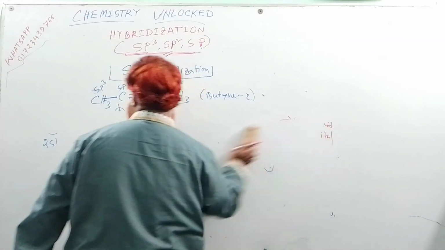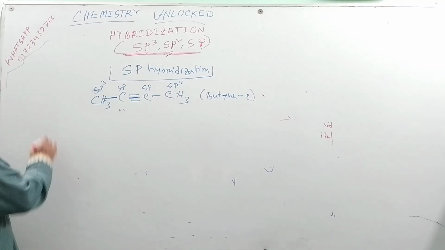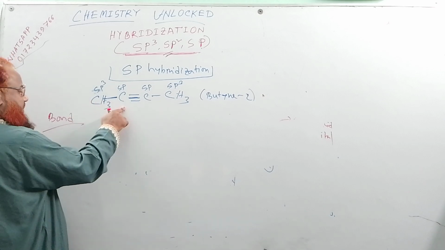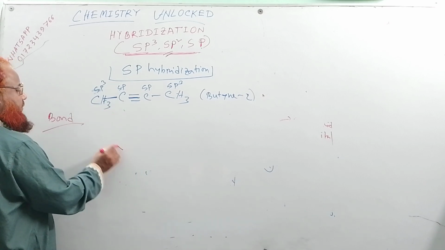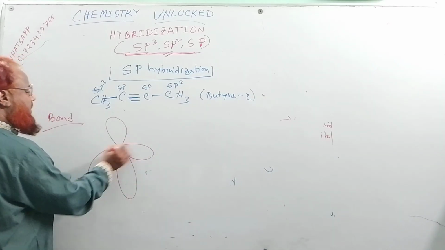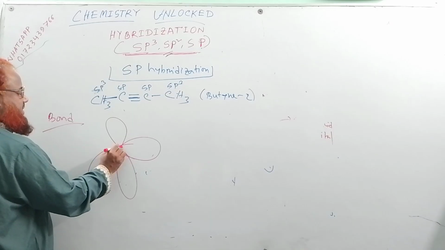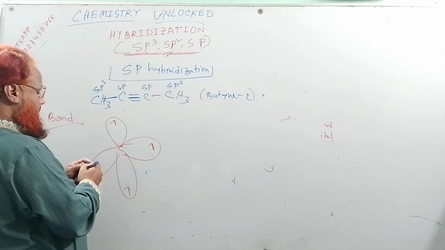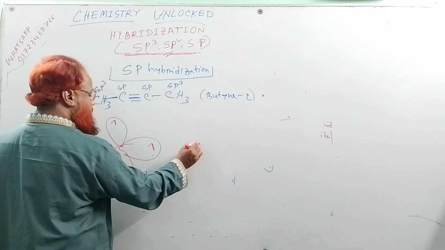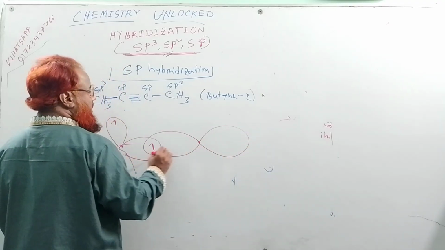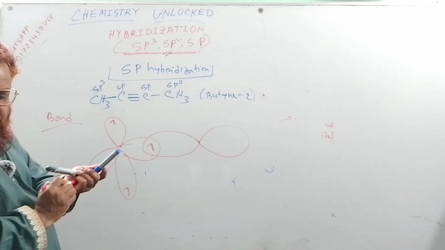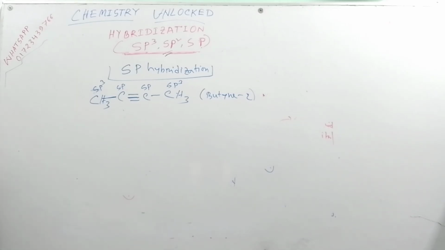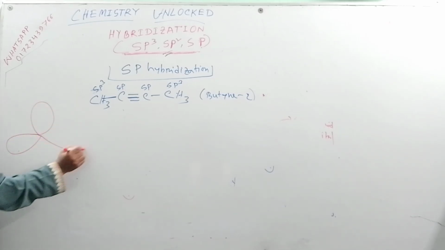Now the diagram of bond formation. This carbon is sp3 because it is single bonded, but this is sp. So what will be the diagram? sp3 means 4 hybrid orbitals, 1, 2, 3 and 4. This is carbon 1. Now this carbon is sp, so it will have 2 sp hybrid orbitals, 1 and then 2. We will draw it more to the left side because it needs more space. Bond formation. This again has 1, 2, 3 and 4.